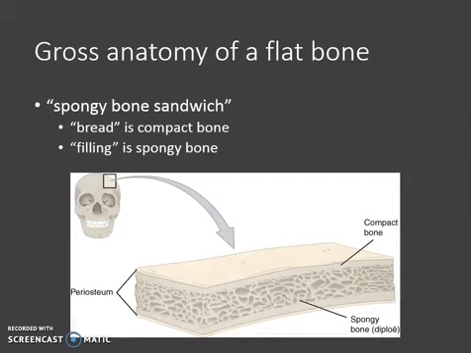Now, flat bones are a lot simpler than long bones. I like to think of them as a spongy bone sandwich. So in a flat bone, such as the bones in the cranium or the part of the skull that covers the brain, you have a layer of compact bone on either side, and then you've got the spongy bone in the middle. And once again, that spongy bone would also hold red bone marrow.